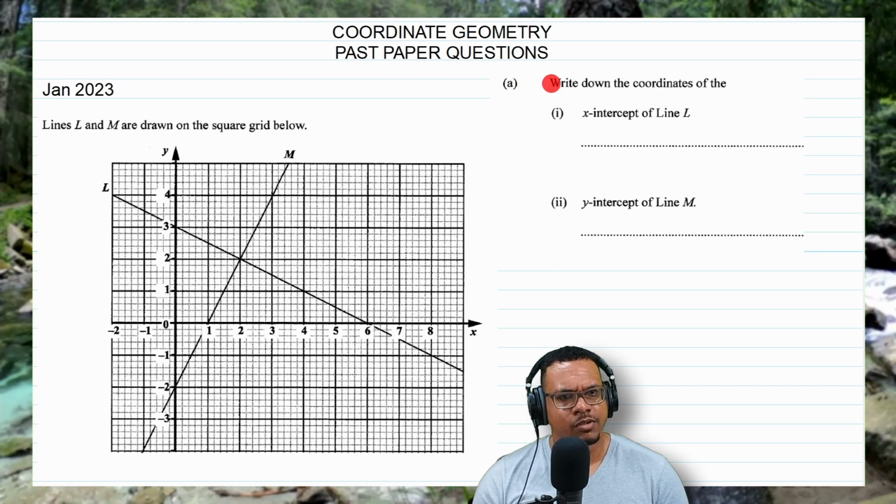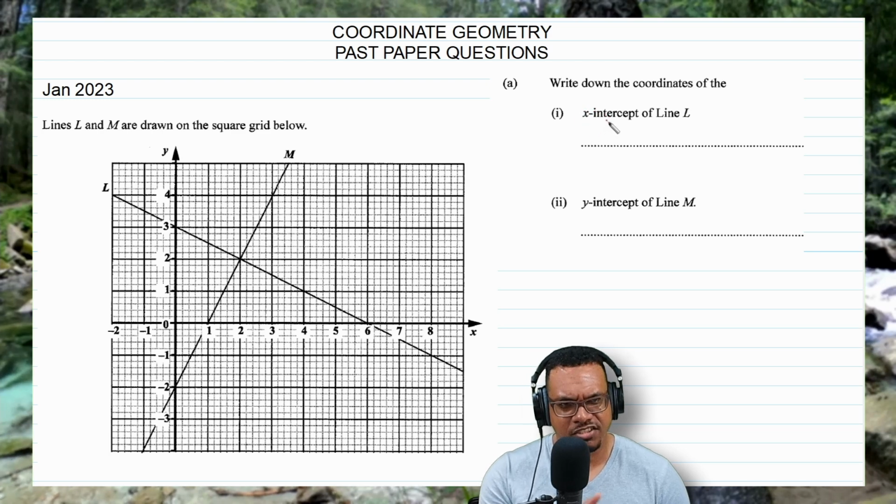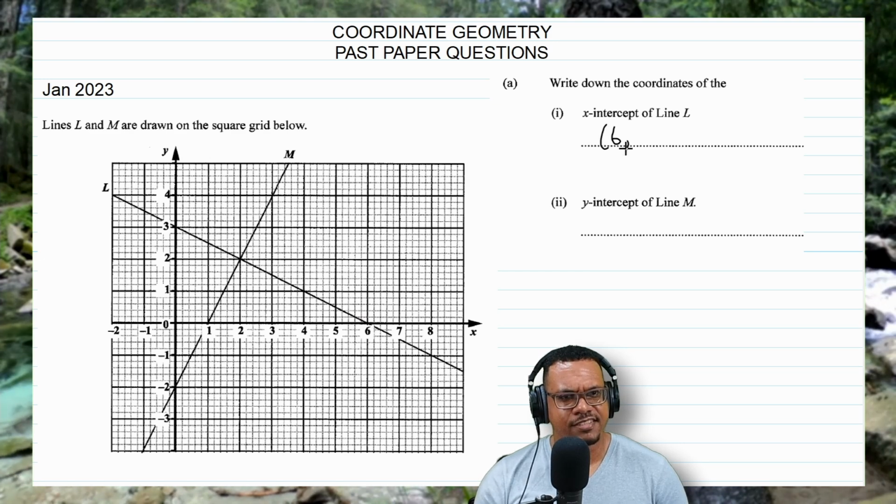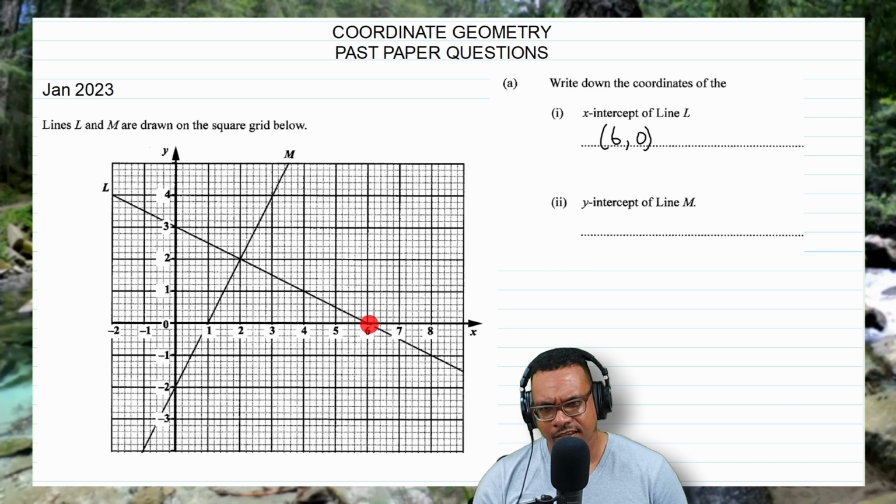For part A, they want us to write down the coordinates of the x-intercept of line L. So we know the x-intercept is where the line touches the x-axis. This is line L here, and it touches the x-axis at 6. So the x-intercept will be 6. You can write that as a coordinate: 6 on the x-axis and 0 on the y-axis, because at this point it's 6 on the x, but it's also 0 on the vertical axis, which is the y-axis.